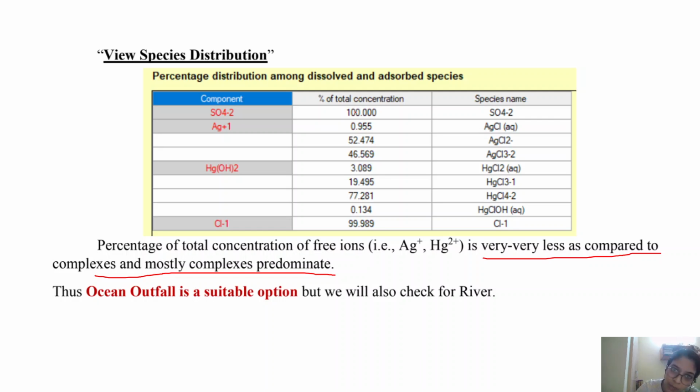So this is one thing. We have seen Ag plus is 0.95, then AgCl, AgCl2, and this is the distribution.